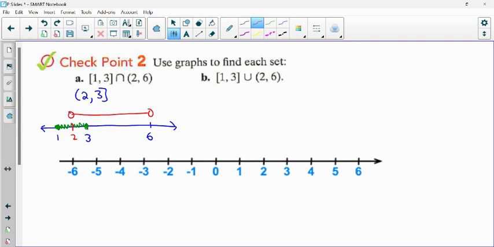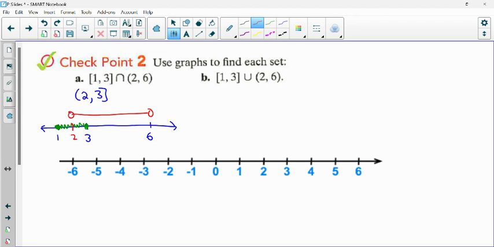Now for letter B, it's the same question, but now it's a union instead. So it's from intervals including 1 to 3, including 3, union 2 to 6, not including either of those. Do we have to make a new graph for letter B? No, because it's the same intervals. Now it's just a union instead.